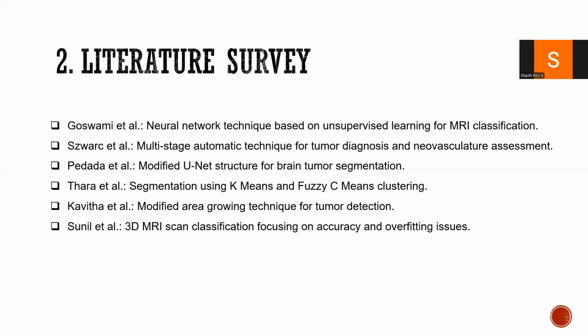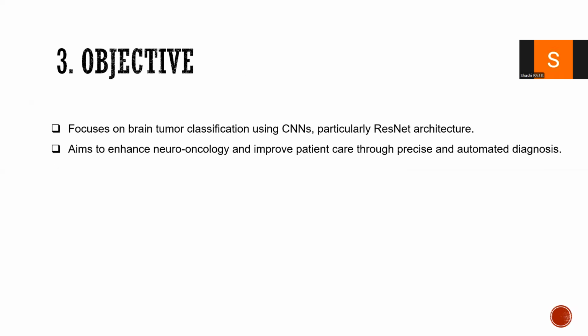Kavita, with modified region growing techniques for tumor detection. Sunil, with 3D MRI scan classification focusing on accuracy and overfitting issues. These are some of the literature surveys that were carried out. Based on these, the objective set is to focus on brain tumor classification using CNN, particularly the ResNet architecture, aiming to enhance neuro-oncology and improve patient care through precise and automated diagnosis.